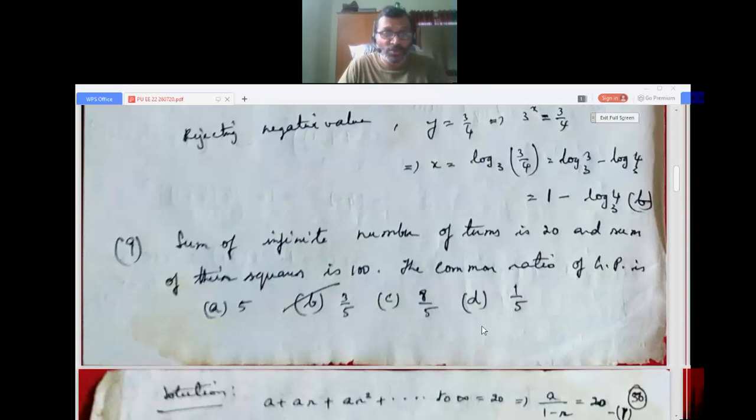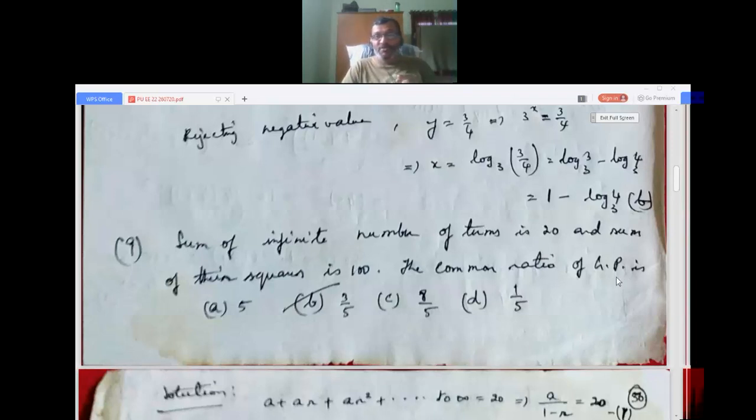For example, this question: sum of infinite number of terms is 20. So S infinity is 20. And sum of the squares is 100. The common ratio of the GP, the common ratio of a geometric progression, is.